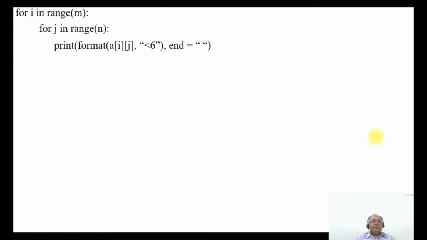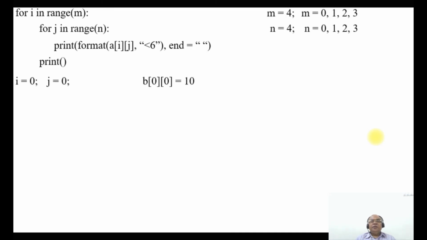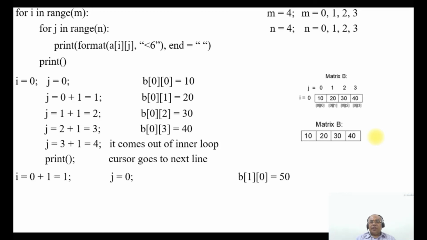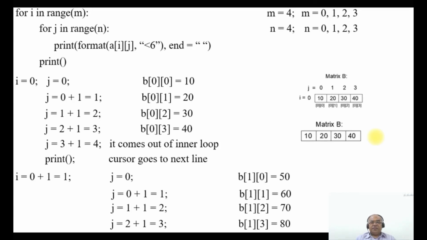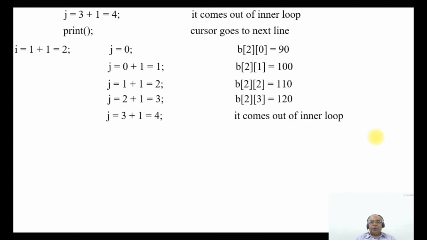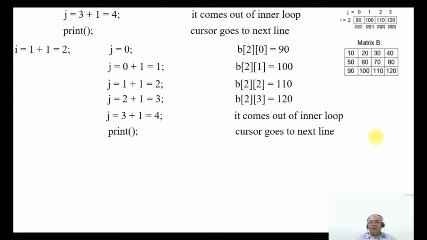Then for I in the range M, this is the format in which the B matrix will be printed. You can see this is executed in the same fashion as we explained for matrix A. The same way it will be executed here also. So you can see 50, 60, 70, 80, the second list. Then it comes to the third one, 90, 100, 110, 120. So it comes to this. Then matrix B is 10, 20, 30, 40, 50, 60, 70, 80.